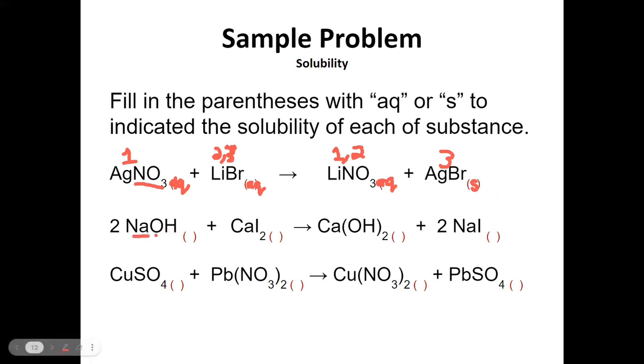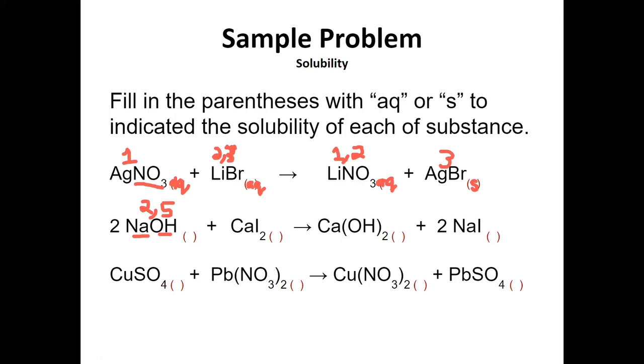NaOH. Here is a really interesting one, students. Rule 2 applies. Sodium is a group 1 metal. But also, rule 5 applies because this ionic compound contains hydroxide. By virtue of rule 2, I would designate this salt to be aqueous because it contains a group 1 metal. But by rule 5, I would designate this salt as not soluble. I'd give it the S designation because it contains hydroxide.